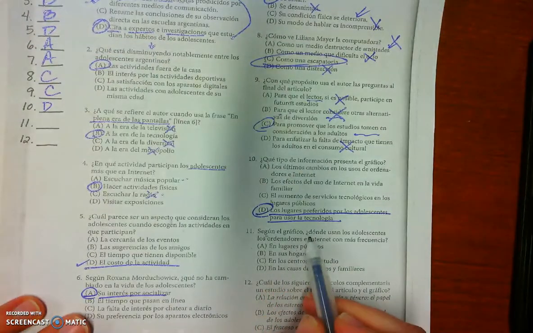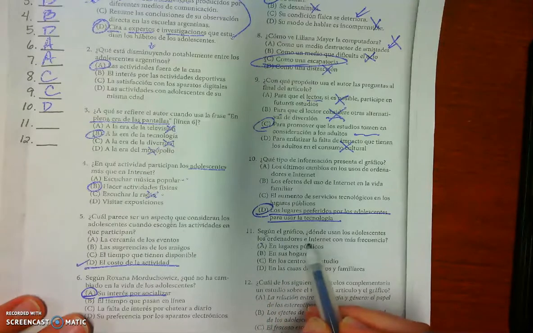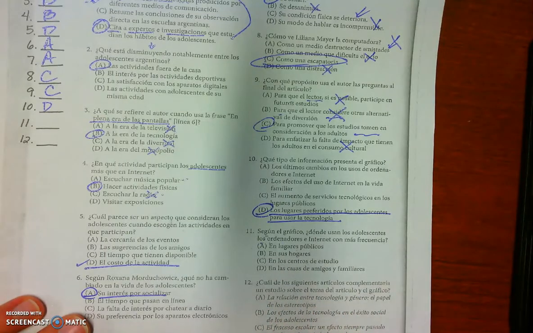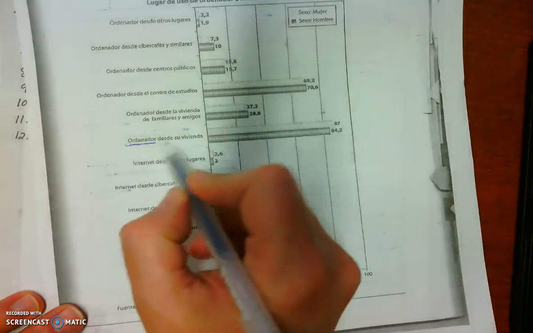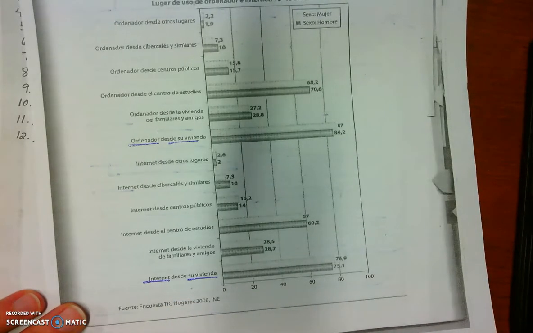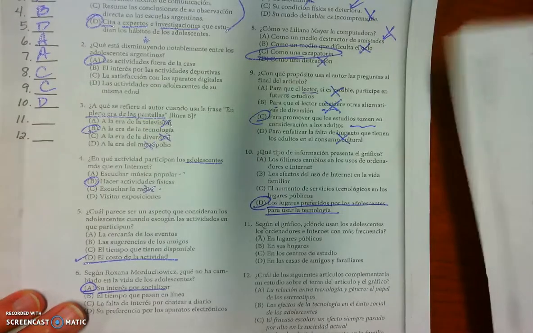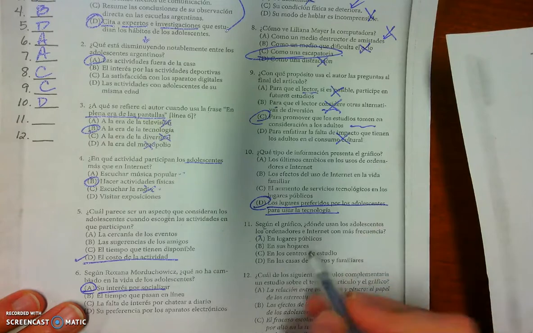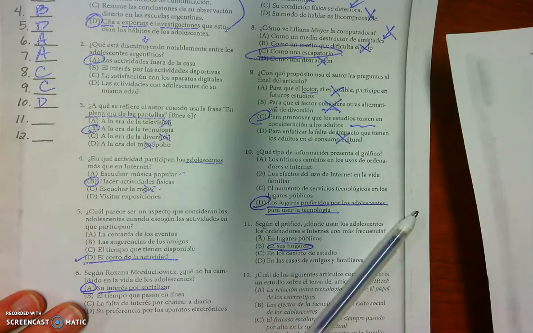Number 11, según el gráfico, ¿dónde usan los adolescentes los ordenadores e internet con más frecuencia? So where do they use these items the most? Ordenador, internet. Su vivienda, su vivienda. Desde su vivienda. Vivienda comes from vivir. That means to me wherever they live, right? So what are other words for where they live? Hogar. And hopefully y'all know that word. If not, you now know it.